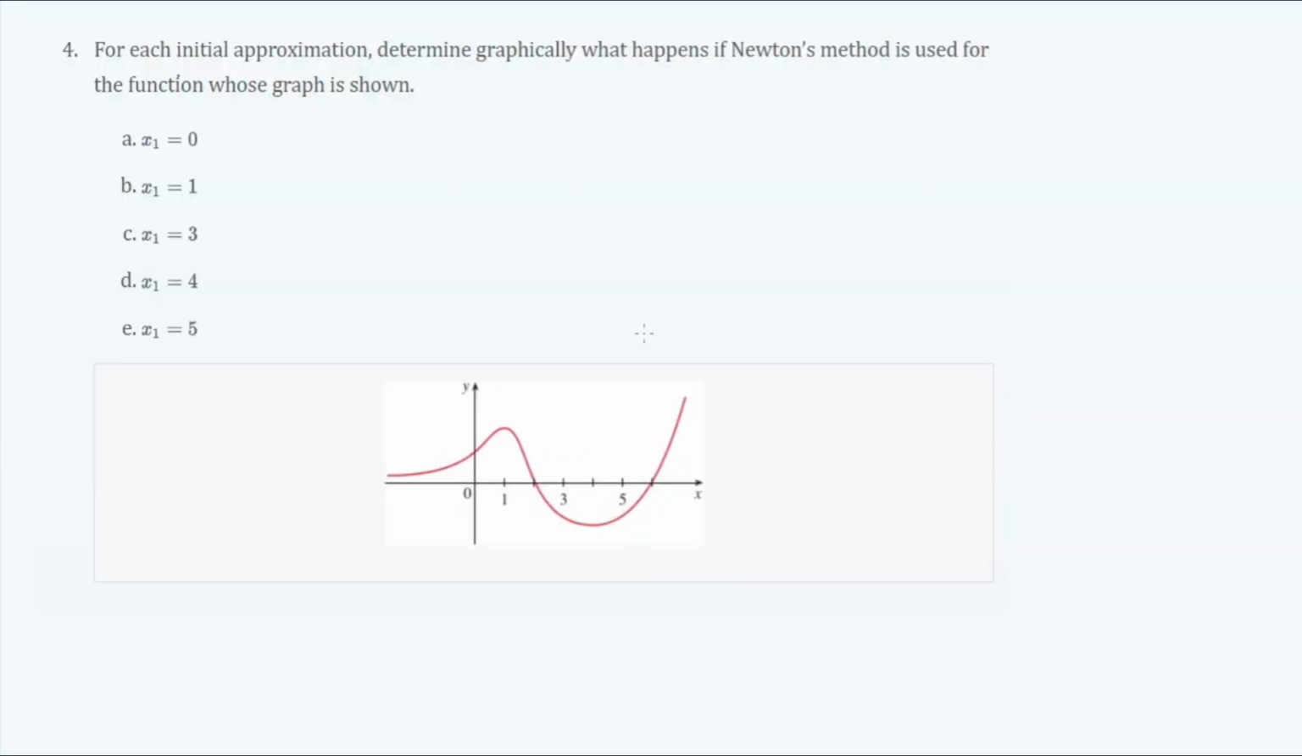Alright, so I want you guys to try number 4. So number 4, you're going to be using the initial approximation to find out what the x2 values are going to be and how much closer it is going to be to 0. So our zeros are going to be at 2 and 6. So ideally you want your x2 values to be closer to 2 or 6 than the original approximation. So you could pause the video and try that out.